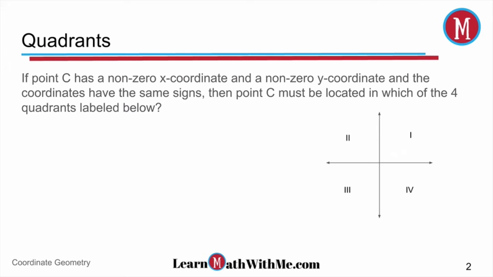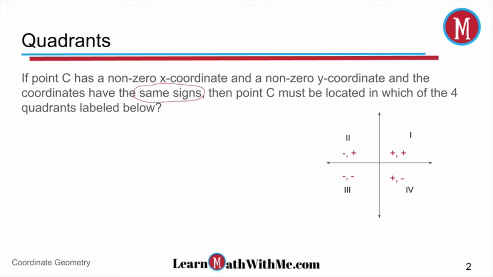So if we look first at the first quadrant, here we have a positive x value and a positive y value. In the second quadrant, we're going to have a negative x value and a positive y value for any point. For points in the third quadrant, they both have negative x values and negative y values. And in the fourth quadrant, they have positive x values and negative y values.